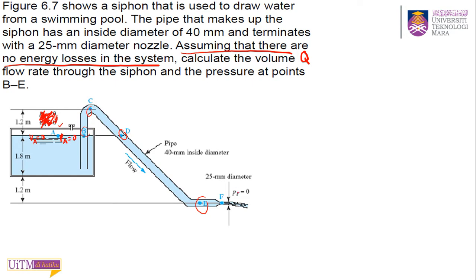And PF as well, it gives you here PF equal to 0. If they don't mention here, you need to know that the pressure at point F, because it is released to the atmosphere, as we discussed yesterday. So the water is released to the atmosphere, so the pressure at point F is also equal to 0.